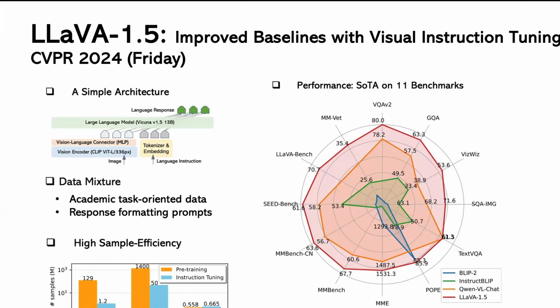But this is not straightforward. And you will see that there are some conflicts if you naively combine this data. That's why we introduced some formatting prompts to guide the model to respond in a way that we want. And so by doing this, we are able to achieve state-of-the-art performance last October on a dozen benchmarks. And at that time, the model not only achieved the SOTA, it was also computationally efficient because we only use about 1% of the state-of-the-art model in terms of data and compute.